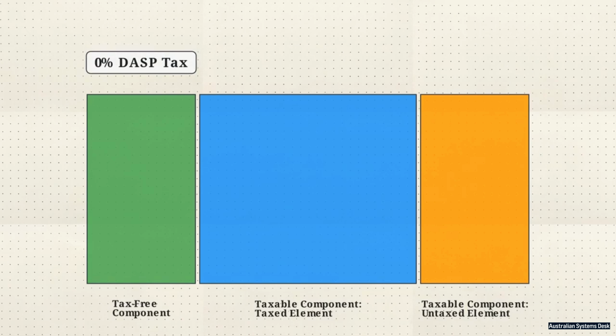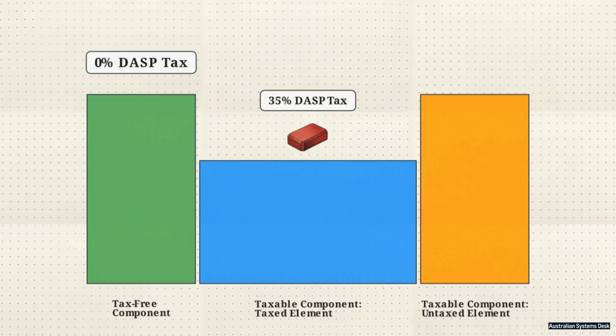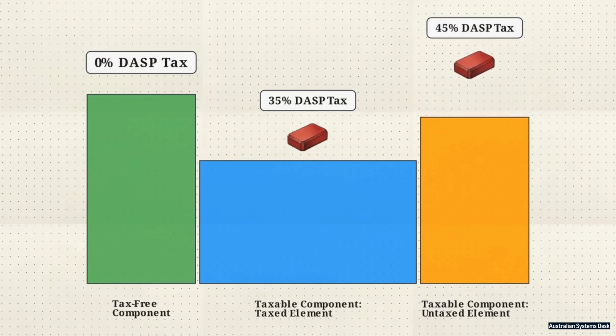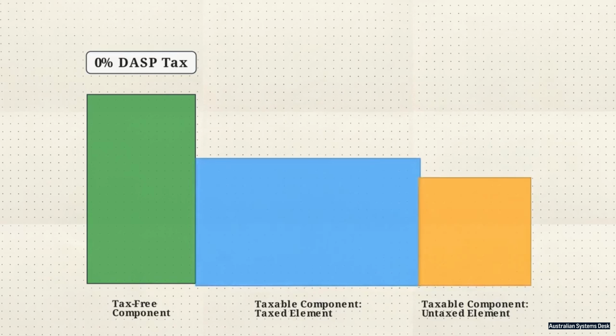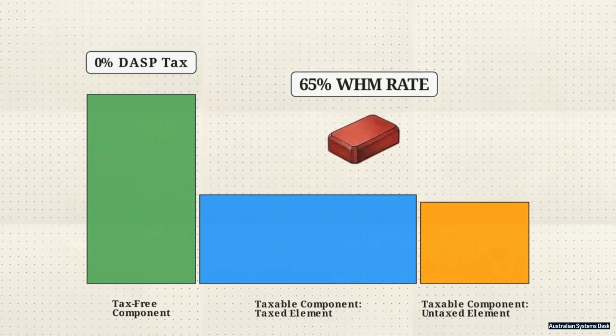We start with the tax-free component on the left, which has a DASP tax rate of exactly 0%. Next is the taxable component's taxed element. For standard temporary workers, this section is hit with a 35% DASP tax rate. This is the most common component in standard employer super accounts. Finally, we have the taxable component's untaxed element. This arises in specific fund structures and carries a standard DASP rate of 45%.